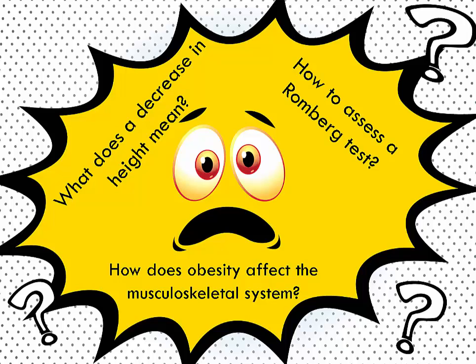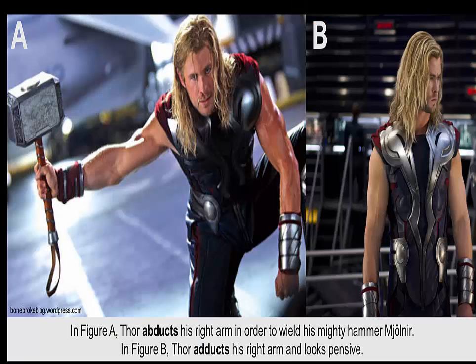A positive Romberg test would indicate that the patient sways, and is a sign of cerebellar dysfunction, as in cerebellar ataxia. In Figure A, this is abduction.